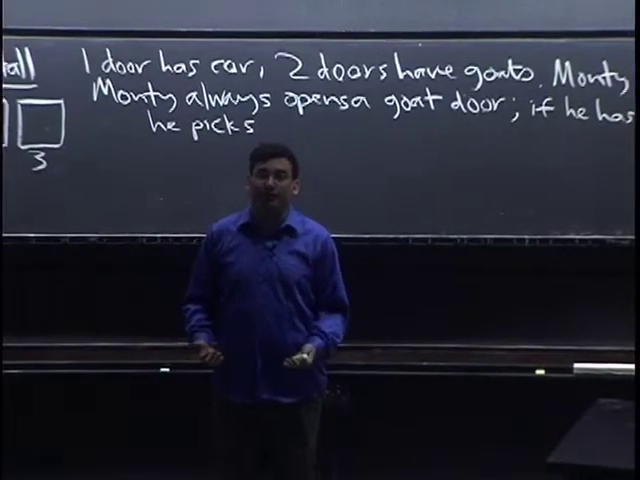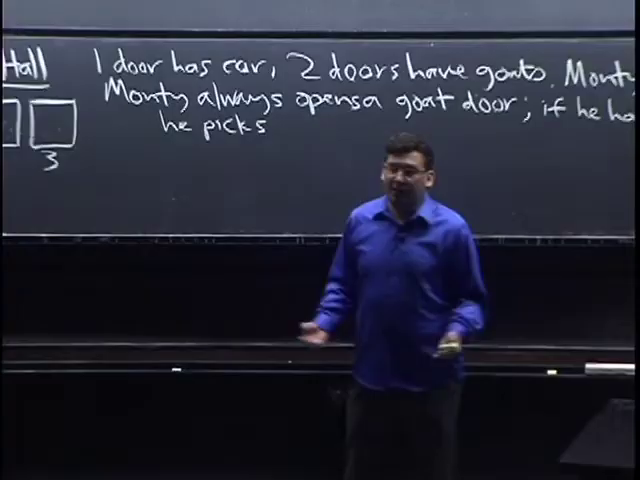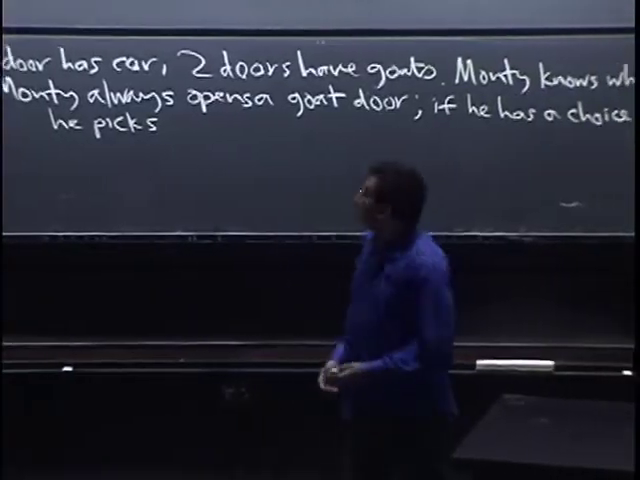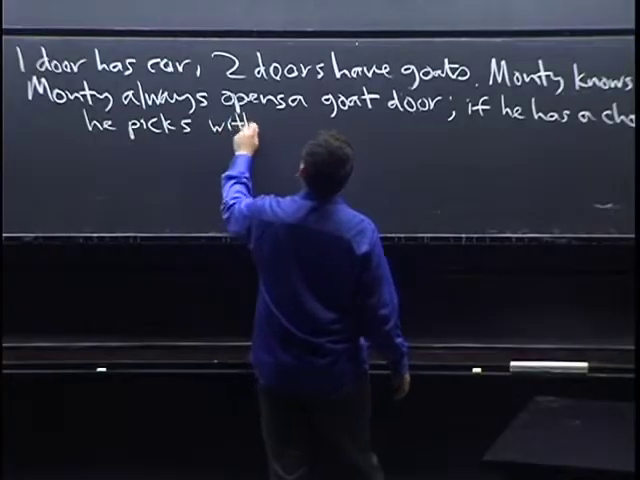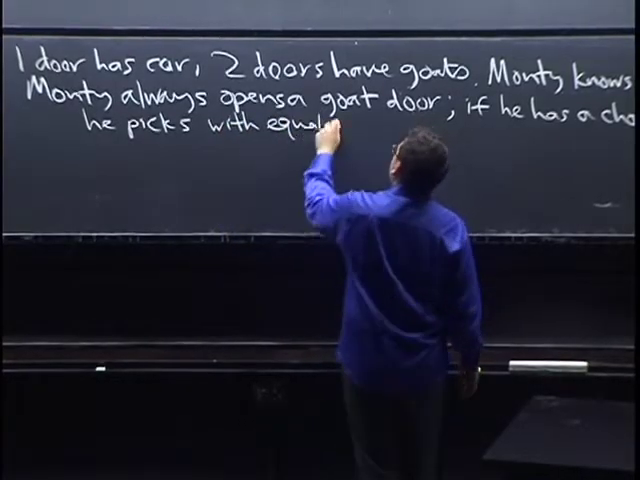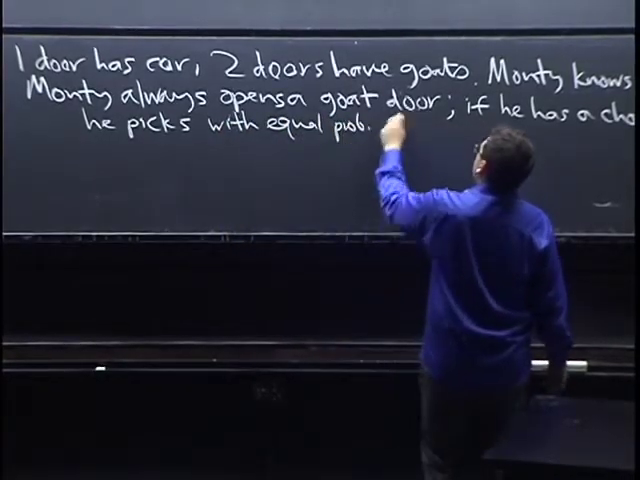Sometimes he has no choice, right? Because he's not going to spoil the game. But sometimes he has a choice. But for the basic problem, we assume he picks with equal probabilities. Okay. And the question is, should you switch?